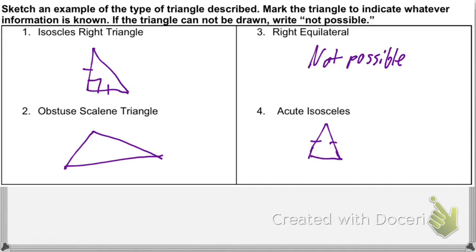Okay, Gregory. Yes, good luck. Okay, Dylan, did you get number 1? The two congruent sides cannot be the hypotenuse because the hypotenuse is longer. Any question on this before we move on?